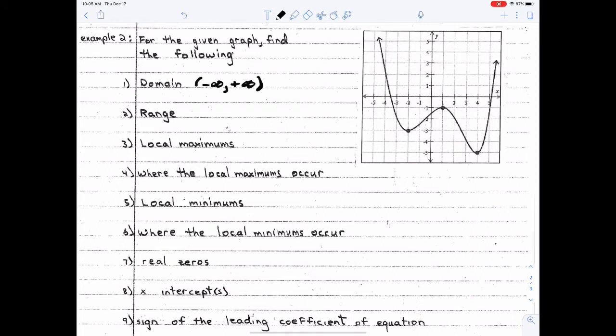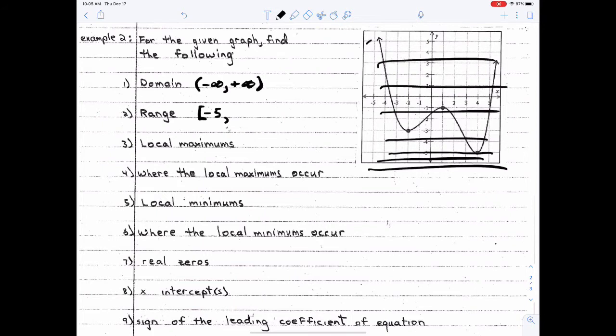Now, what's the range? Notice down here, that line is not touching the graph, and there's no arrow to say the graph continues. So where does it start touching the graph? At a range value of -5, including -5. And then it keeps touching the graph as it goes up, and it goes up to +infinity.